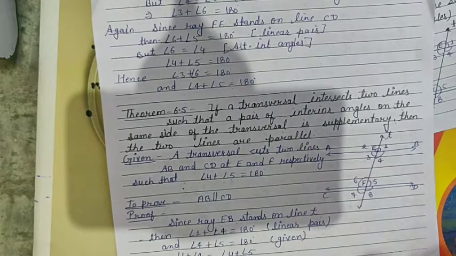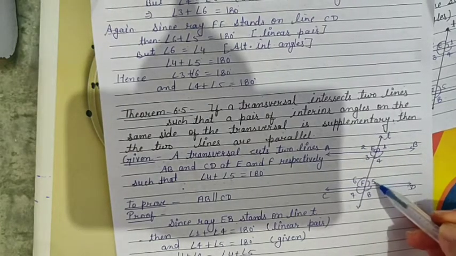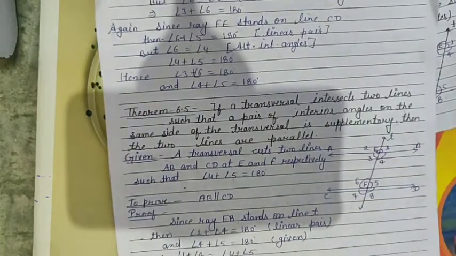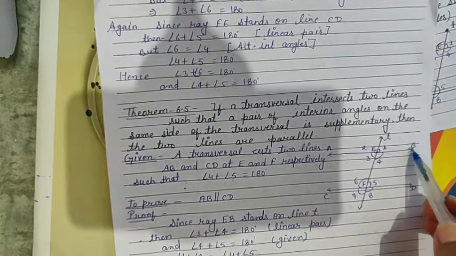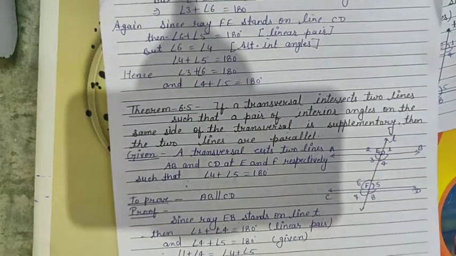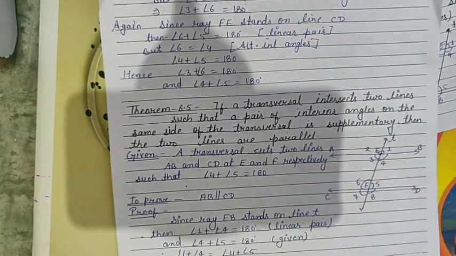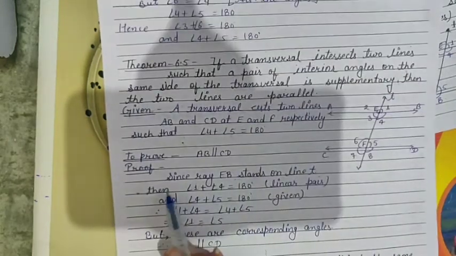Students, if we prove angle 1 equals angle 5, because these are corresponding angles, then AB must be parallel to CD. So what we have to prove? We have to prove angle 1 equals angle 5. So how can we prove?